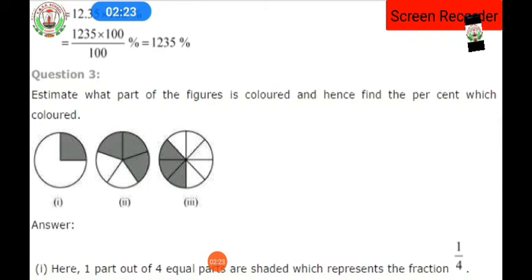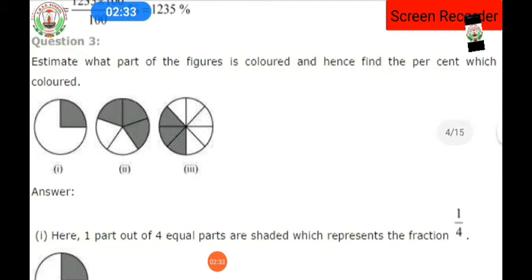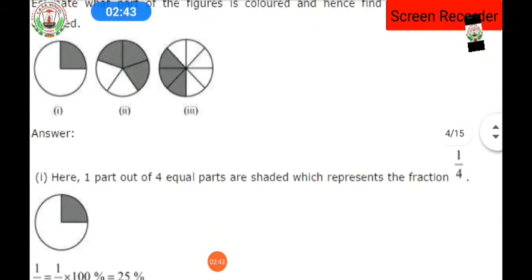So question number 3, estimate what part of the figure is colored and hence find the percent which is colored. Here what is the question? Estimate what part of the figure is colored and hence find the percent which is colored. Okay, so first what we are going to do, we are going to see the figures. As we know that a circle is divided into 4 quadrants, isn't it? 1 by 4, 1 by 4, 1 by 4 and 1 by 4. These are the 4 quadrants of a circle. So as we know that in the first circle 1/4 part is colored, isn't it?